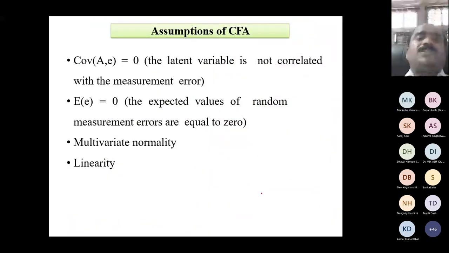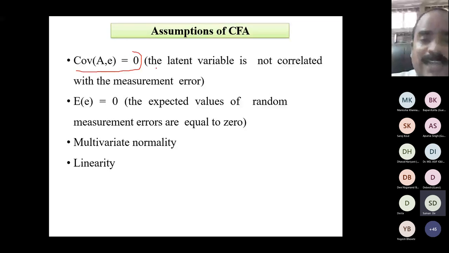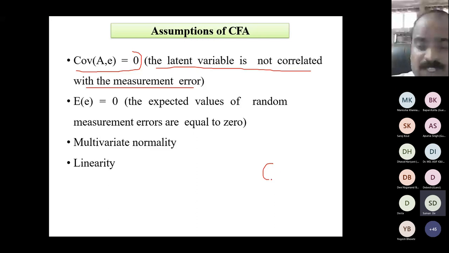So this is the assumption. What is the assumption? There must not be a covariance. Look here, covariance must be zero. What is that? The latent variable is not correlated to the measurement error. This is the latent variable and these are all the indicators, and this is the error I told you about yesterday.